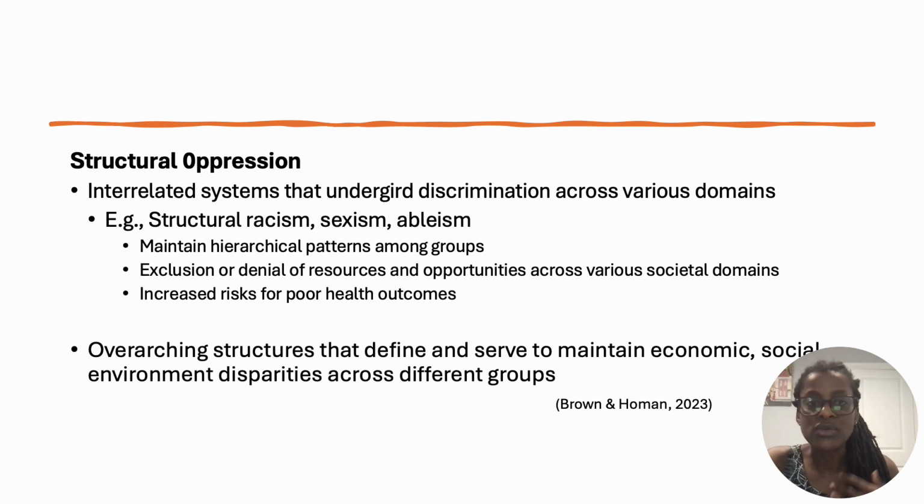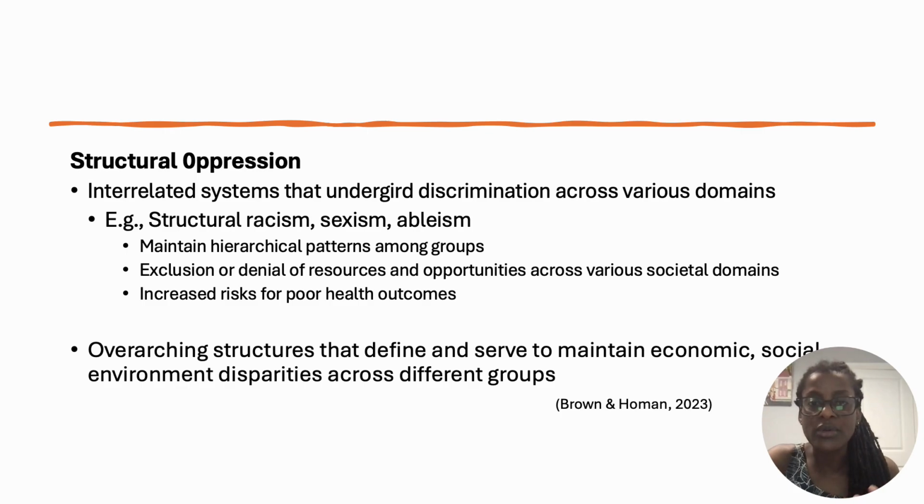These systems include education, economic, social, and political, criminal legal system, and healthcare system. So structural determinants of health, these things fall under the umbrella of social structural determinants of health.